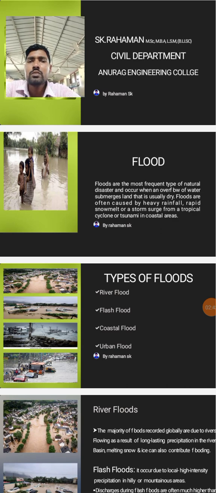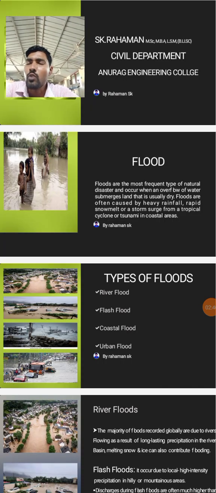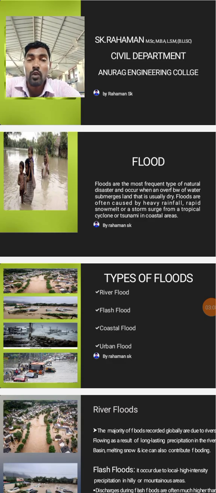So these floods are also classified. The first is the river flood, where heavy rainfall or overflowing of river water causes a flood, which we call a river flood. Second is flash flood, third is coastal flood, and fourth is urban flood. So we have four major types of floods: river flood, flash flood, coastal flood, and urban flood.